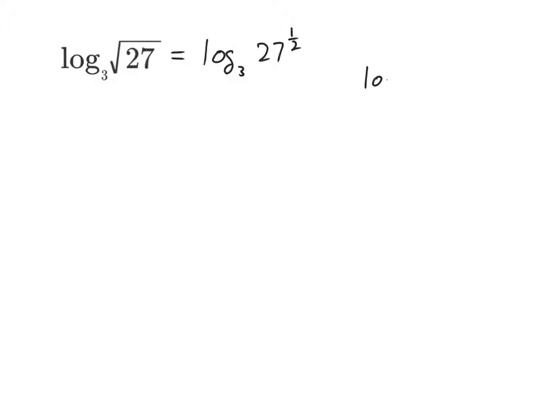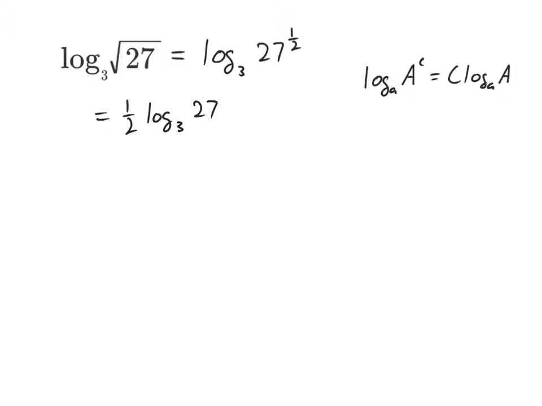I know that the log base A of big A to the C is the same thing as C log base A of A. So I know that if I have an exponent, I can actually bring it down to the front if there's a log right here. So I can rewrite this as 1/2 multiplied by log base 3 of 27.